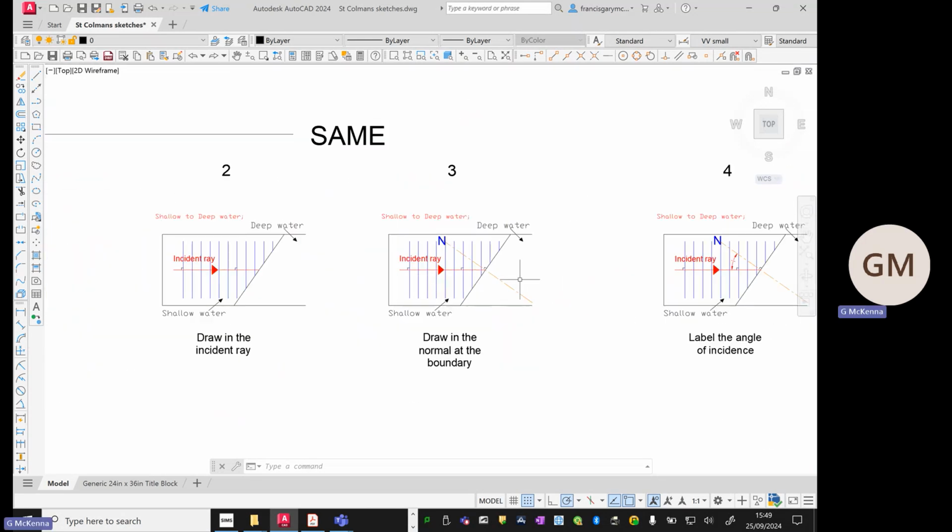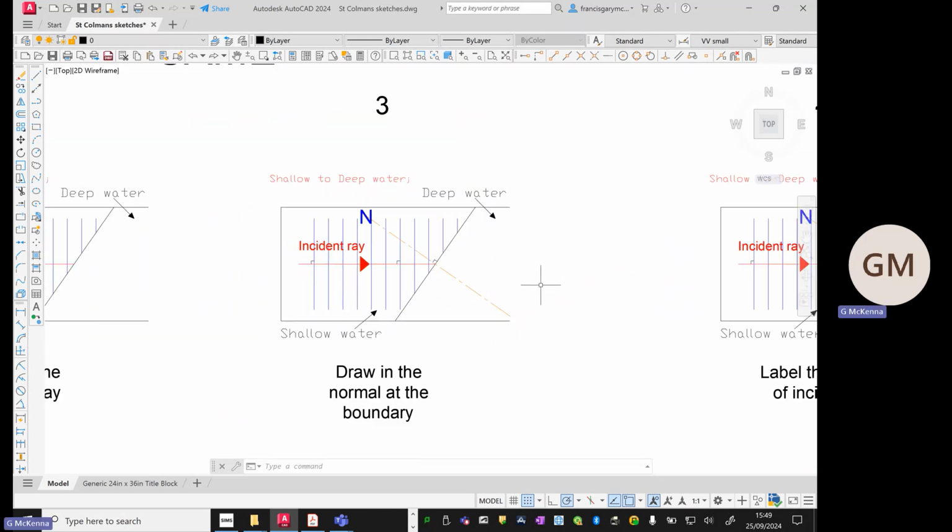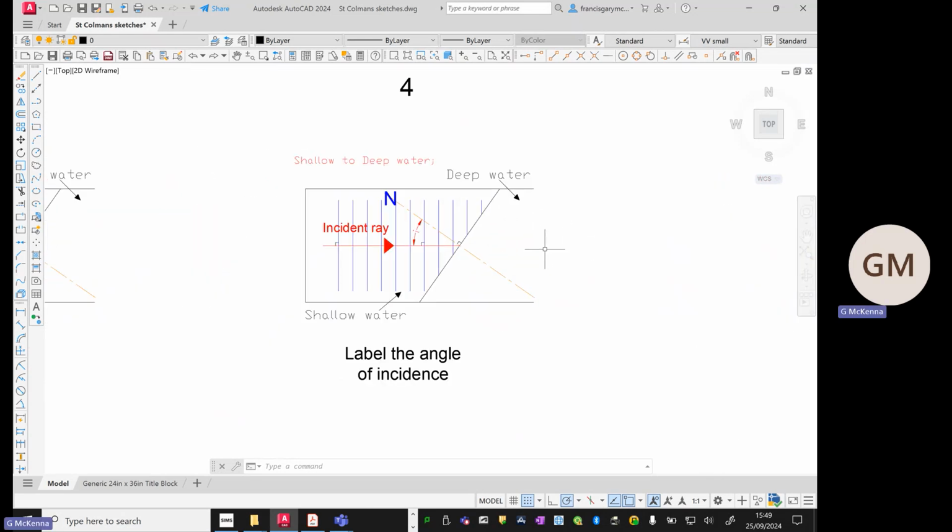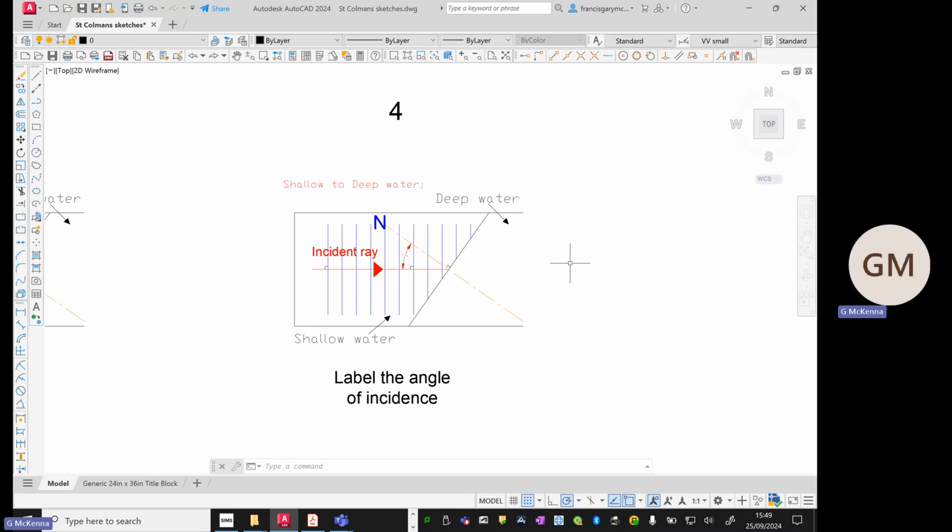Okay, number three, exact same as the previous exercise, just draw in the normal at that boundary. I'll just give you a few moments to do that as well. Number four, again, quite simply label the angle of incidence. Again, identical to the previous example, I'll give you a few seconds to do that as well.